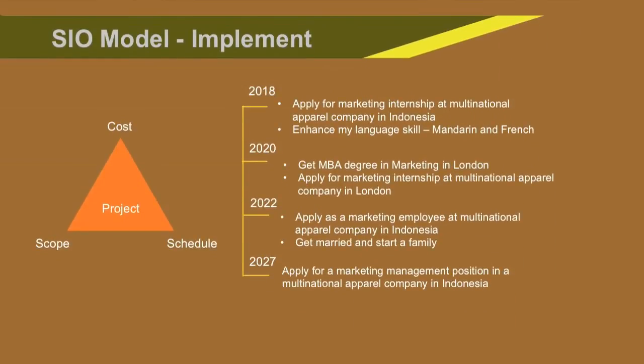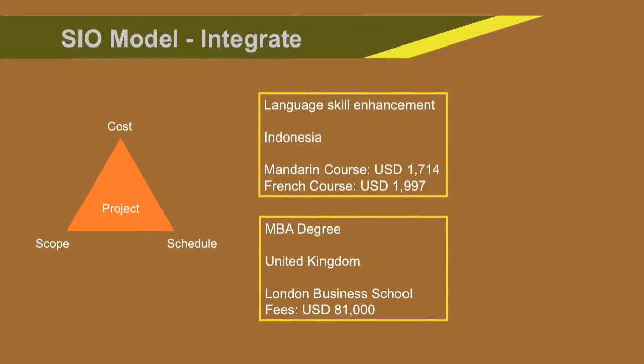The next one is implement. Implement consists of schedule, scope, and cost. Schedule is the timeline on the first, third, fifth, and 10th year that I have explained before in the when section. For the cost and scope, the cost for language skill enhancement in Indonesia for Mandarin is around 1,714 US dollars, and for French is around 1,997 US dollars. While for the cost of the MBA degree in the United Kingdom at London Business School, the fee is around 81,000 US dollars.